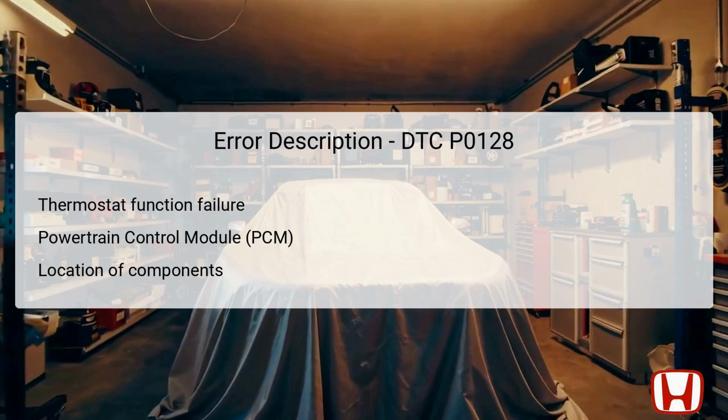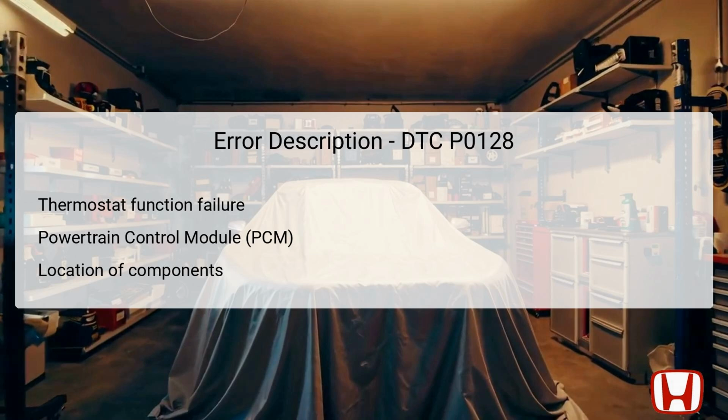The DTC P0128 typically signifies a failure in the cooling system, specifically linked to the thermostat. The thermostat's role is to regulate the engine coolant temperature by opening and closing at designated temperatures. Location-wise, the thermostat generally resides near the engine block, which enables it to measure the engine coolant temperature effectively.